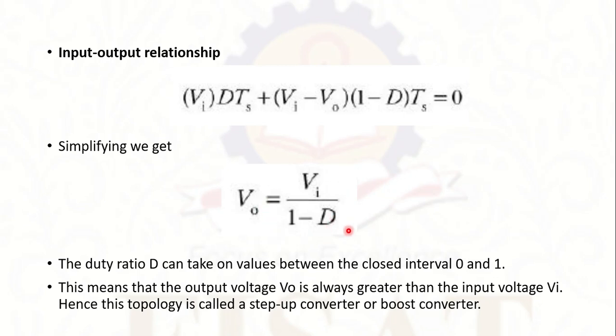So observing this, the duty ratio d can take values in the closed interval 0 to 1. We can say that d will have a maximum value equal to 1 or less than 1. Whenever the value is less than 1, we have an output voltage which is greater than the input voltage. So this is why the output voltage Vo is always greater than the input voltage, and hence this is called a step up converter or boost converter.